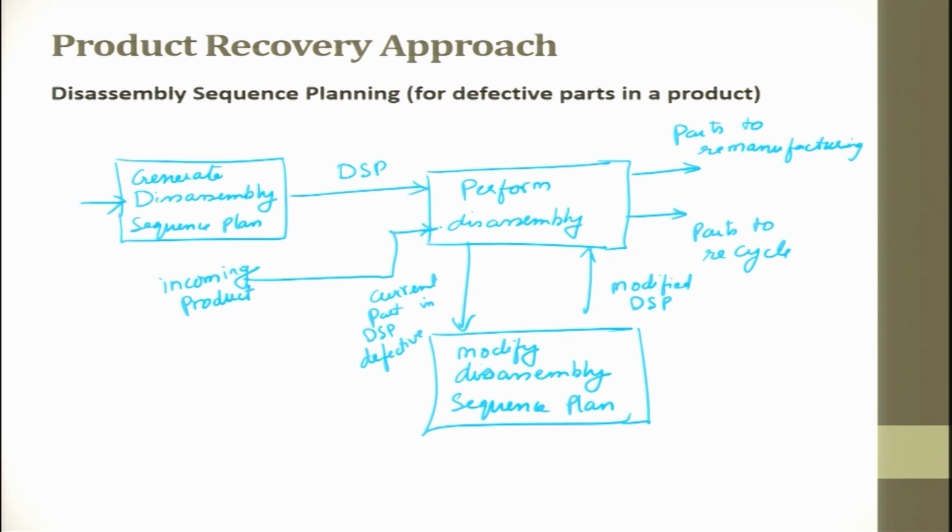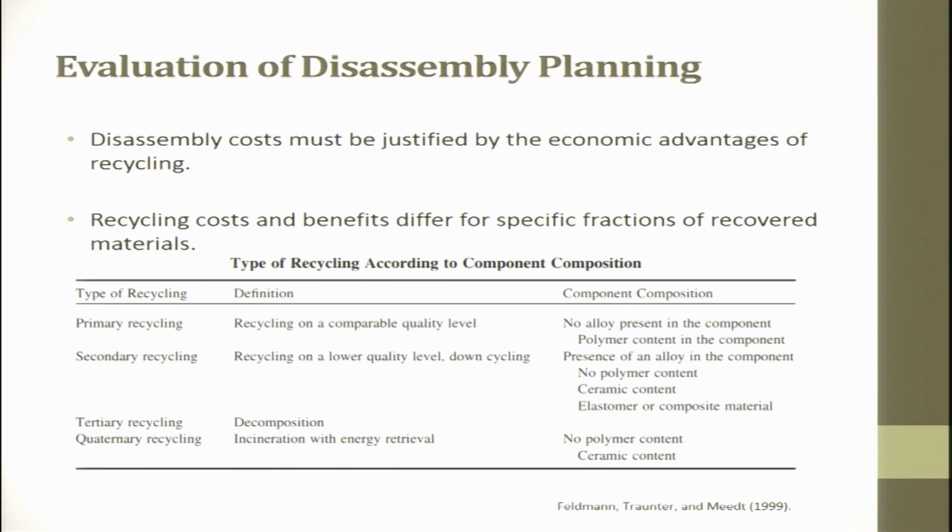So, here is directly from the incoming product where disassembled parts or products can be put for reuse. Evaluation of disassembly plan: disassembly cost must be justified by the economic advantage of recycling. Recycling costs and benefits differ for specific fractions of recovered material.